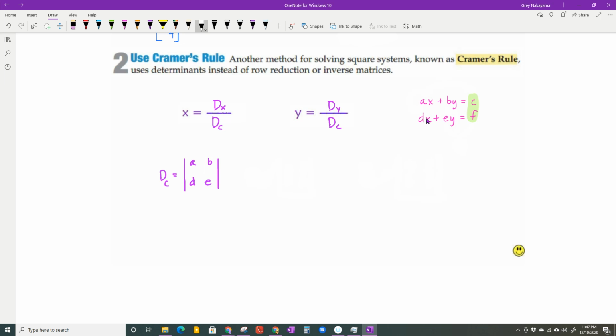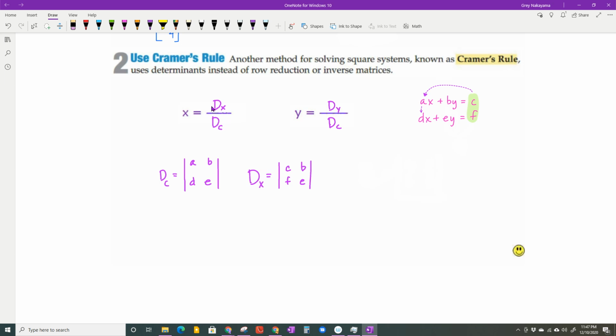Okay, now this is the key. This is what you have to remember. To find the determinant of X, which is what I have up here, in this determinant, D of X, you're going to take the constants from our system and replace them in your X coefficients. So instead of having A and D, I have C and F. The B and E stay the same.